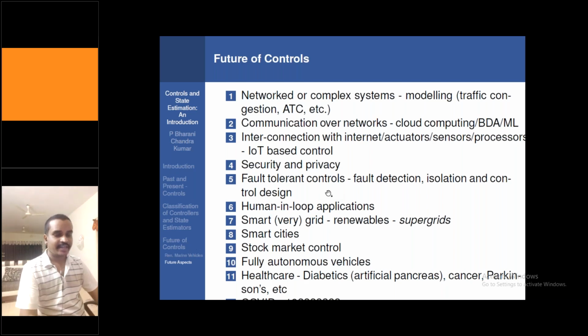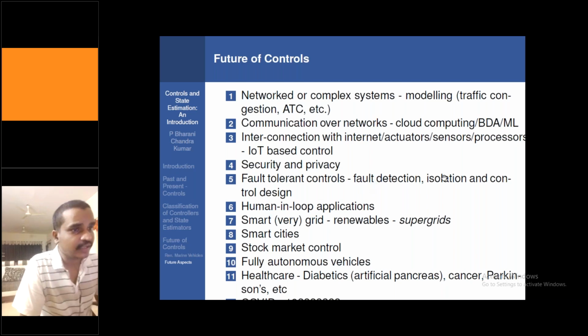So faults are inevitable. They can come from anywhere, from manufacturer defects or due to environmental factors, anything can happen. The whole world is uncertain. How do you deal with that? If the humans are in the loop, then what is going to happen?